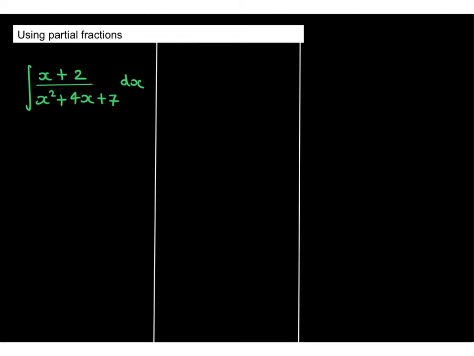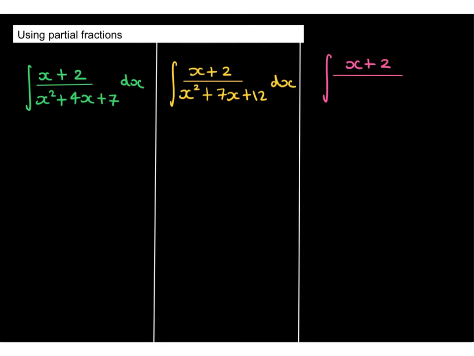The second integral is the integral of x plus 2 over x squared plus 7x plus 12 with respect to x. And the third example is the integral of x plus 2 over x squared plus 4x plus 3 with respect to x.